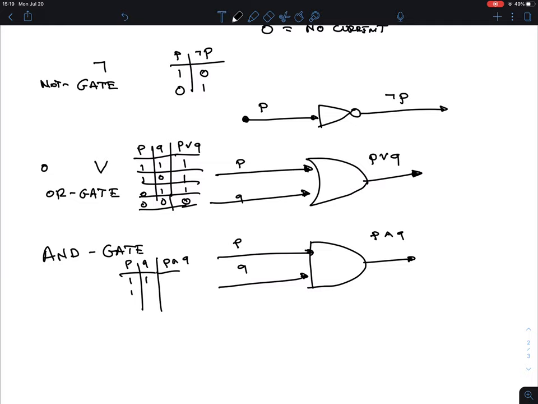So here's P and Q: 1 1, 1 0, 0 1, 0 0, right? And now we know that this is true only when both are true, and in all the other cases it's zero. Okay, so what can we do with this?